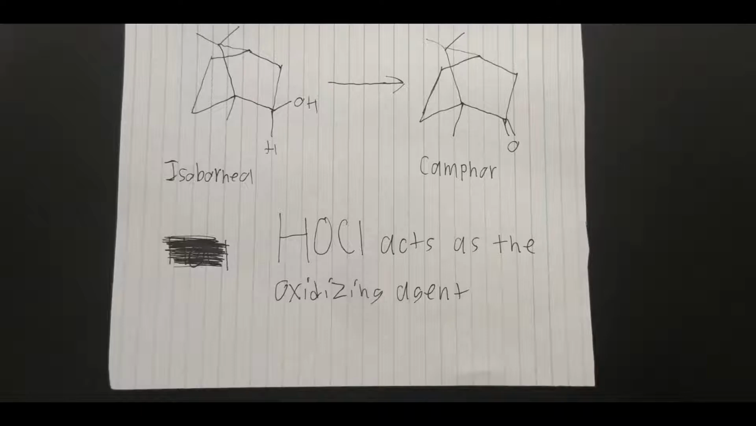In this video, I'll be reviewing the mechanism that we will be using in order to oxidize isoborneol into camphor. In order to achieve this oxidation, we will use hypochlorous acid as the oxidizing agent. Hypochlorous acid can be formed from sodium hypochlorite, which can be found in common household bleach. I will also be reviewing the mechanism of forming hypochlorous acid from sodium hypochlorite.